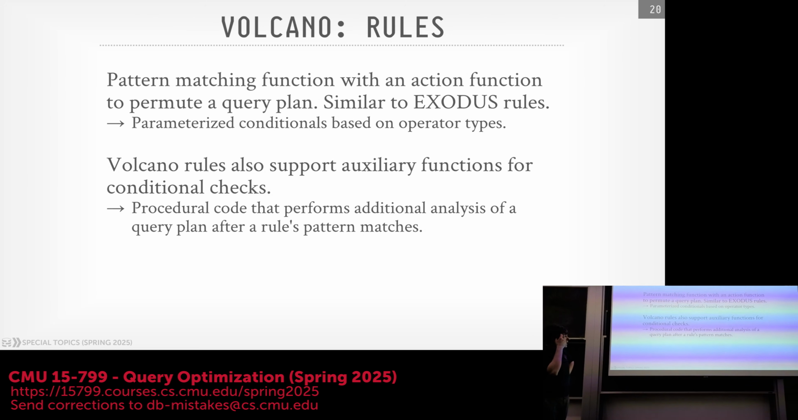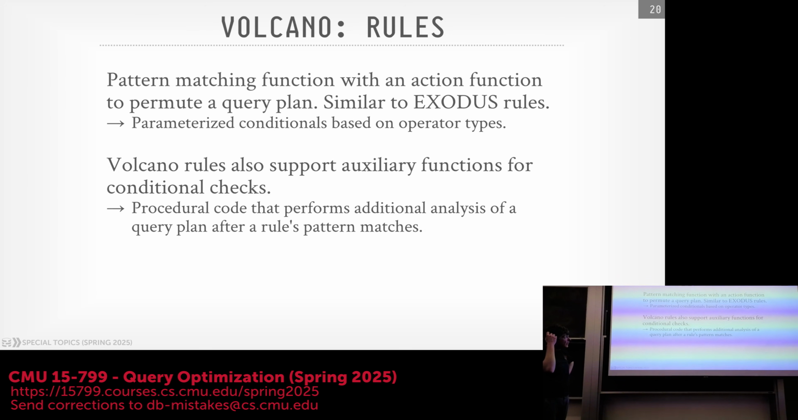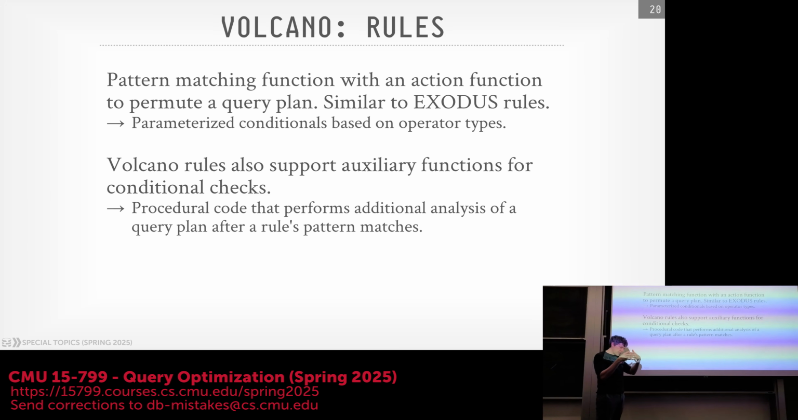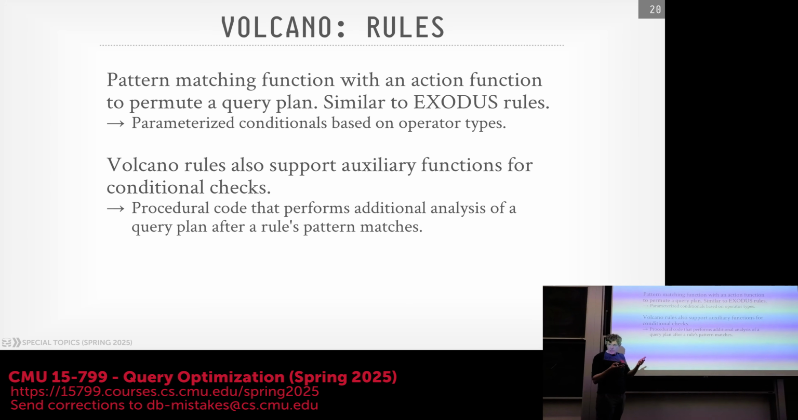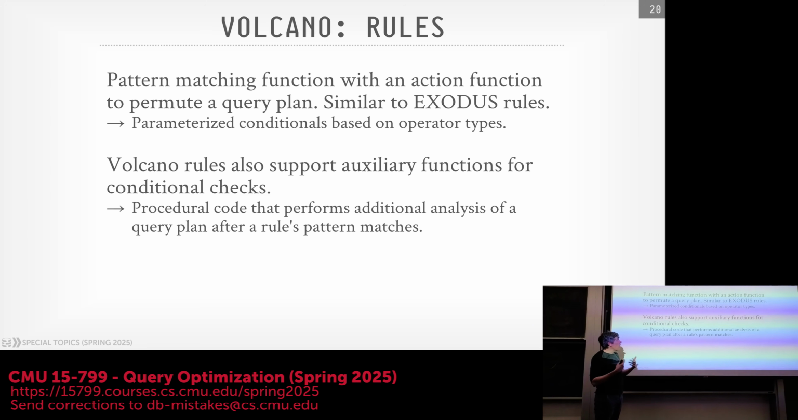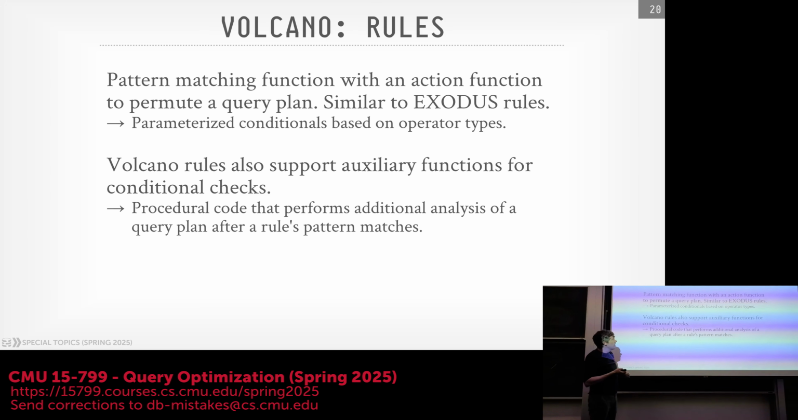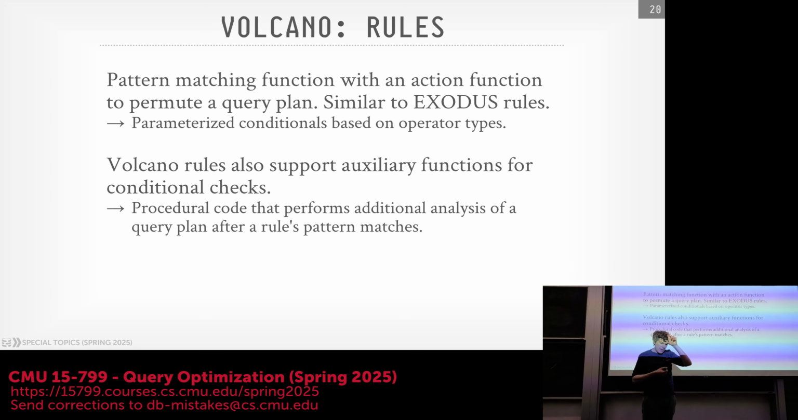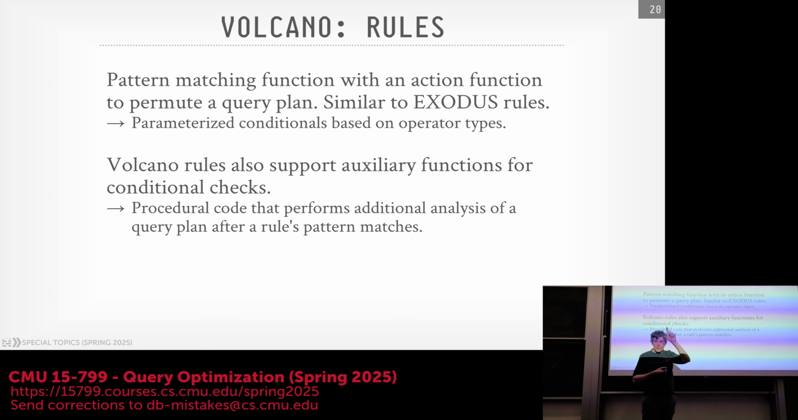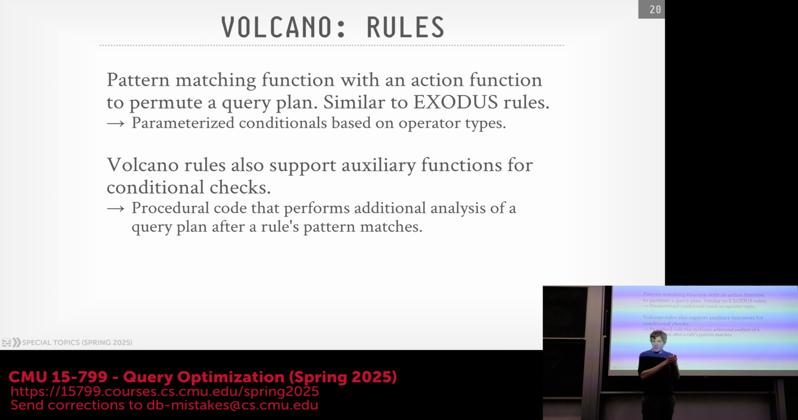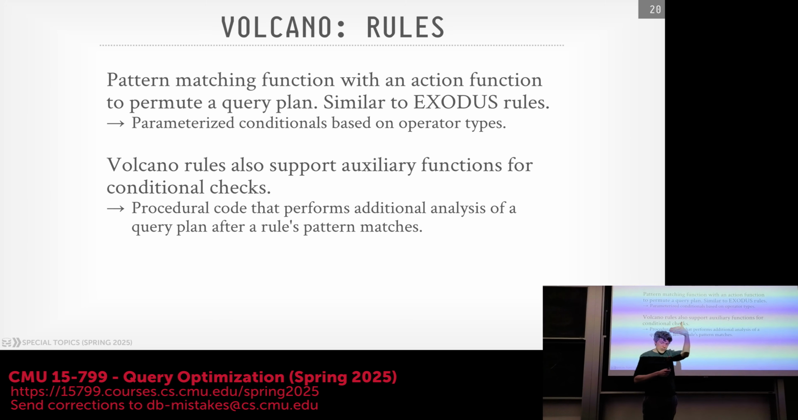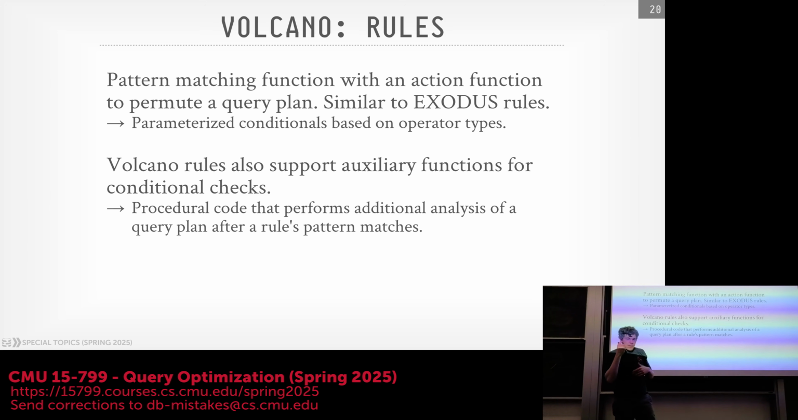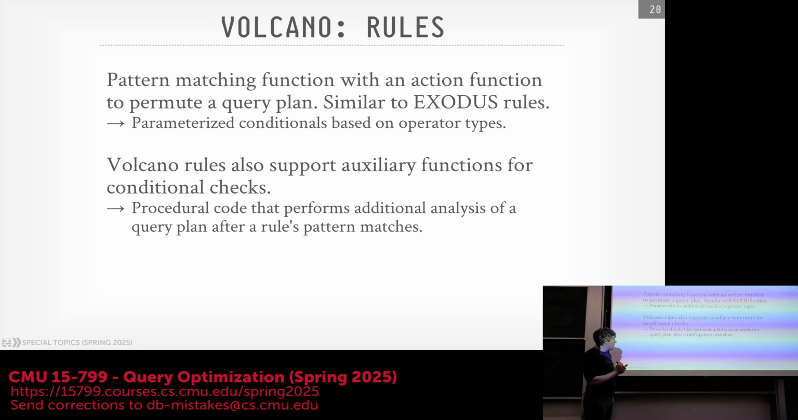So the rules in Volcano are basically the same thing as in Exodus. You just have some matching function that looks at the form of the query plan. If it matches the matching function, then it fires off an action function to go ahead and do the transformation. And to avoid having to define rules for all possible combinations of logical plans or physical plans, you can parameterize these matching functions to say, like, I have a join, I'm doing a hash join, and then below me could be a scan operator. I don't care whether it's index scan or sequential scan. You don't have to define different rules for all possible combinations.